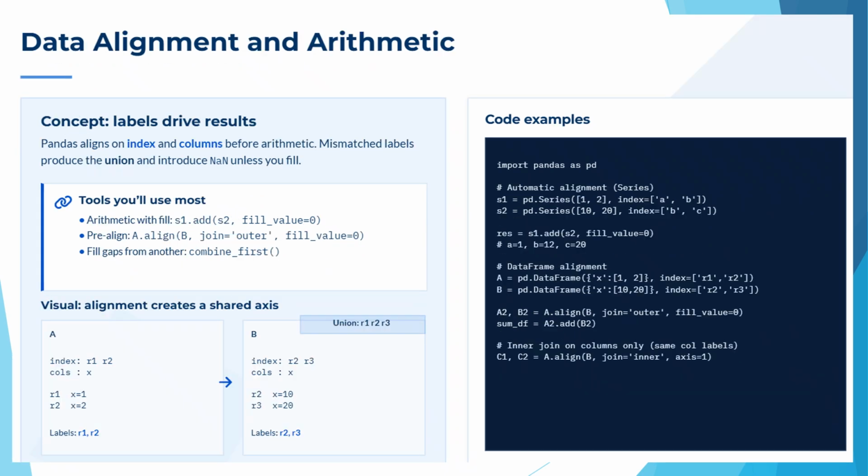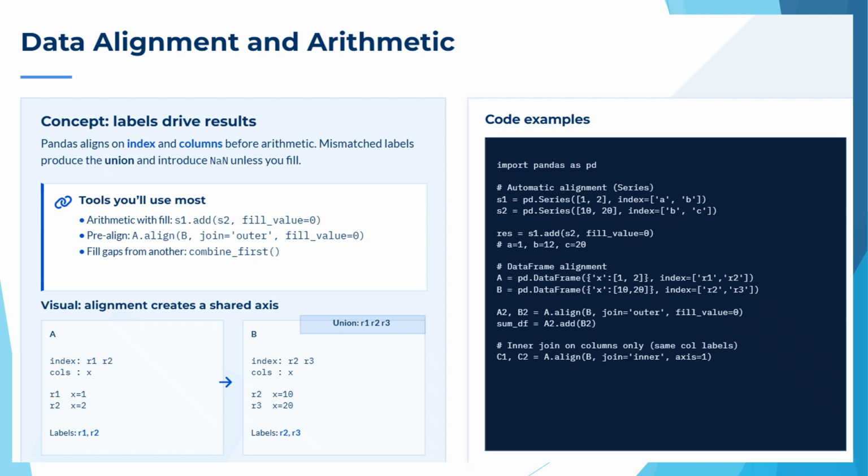Labels drive results. In pandas, data alignment plays a crucial role in how arithmetic operations are performed, and the key idea is that labels drive the results rather than positions. When performing operations like addition or subtraction between series or data frames, pandas first aligns the data based on index labels for rows and column names for columns. This means that values are matched using their labels, not their order.